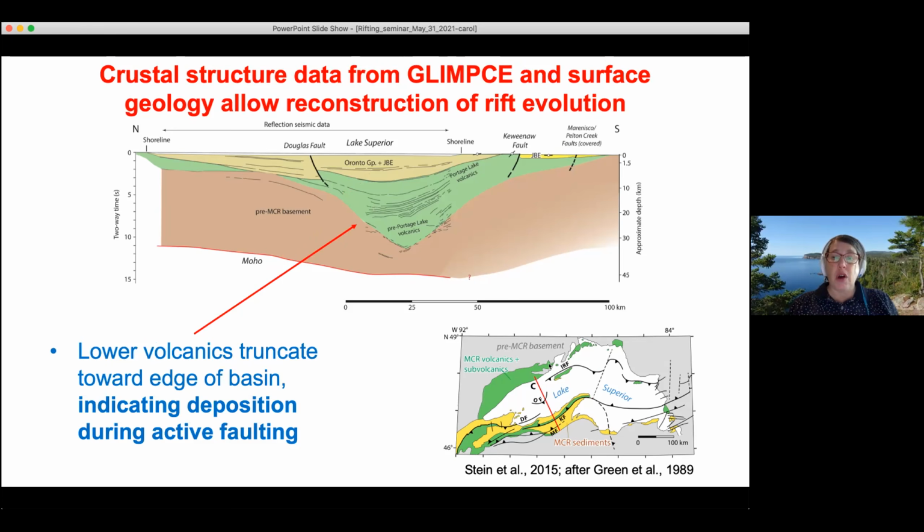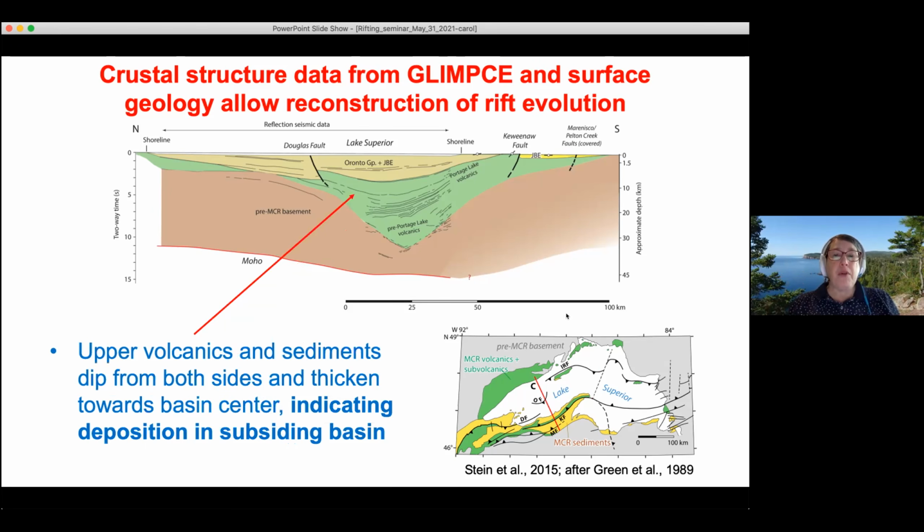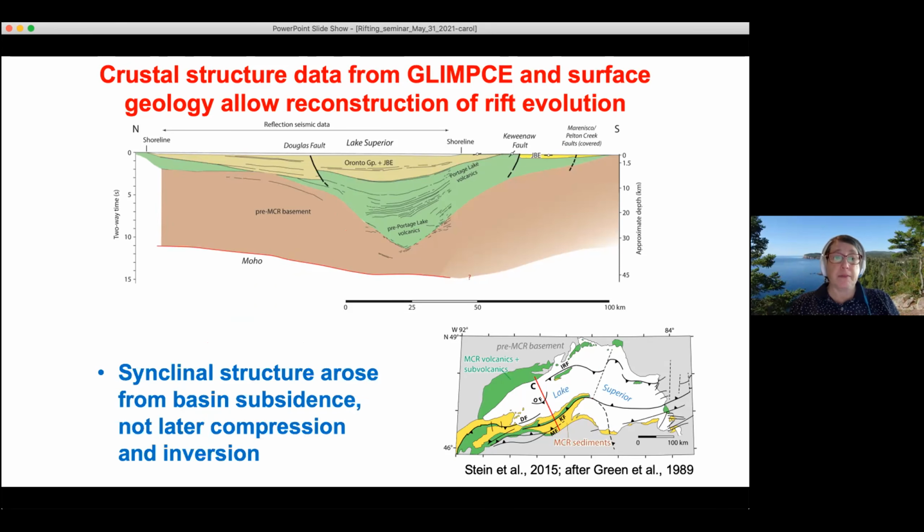And in fact, across where we have data across Lake Superior and the areas, especially to the west, we see that they're alternating half grabens with a major normal fault on one side and then the next package on the other, like we see in many rifts today. The upper volcanics and the sediments above it dip from both sides and thicken towards the basin center, indicating deposition in a subsiding but not extending basin.